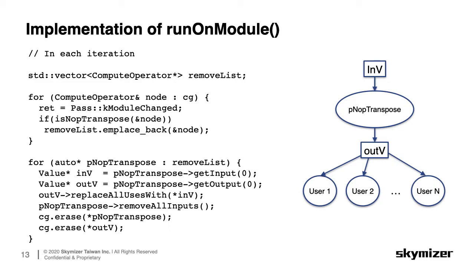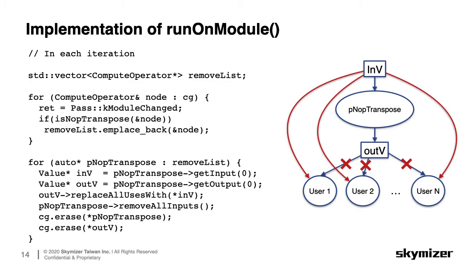After the removal, all operators that originally take out v as an input will use in v instead. This can be done by using the replace all users with API. The purpose of this remove all inputs line is to remove the no-op transpose operator from the user list of in v. Finally, the no-op transpose node and out v are erased from the graph.